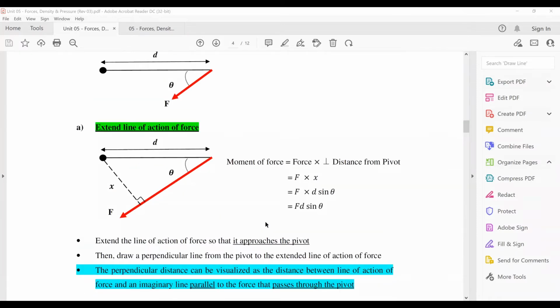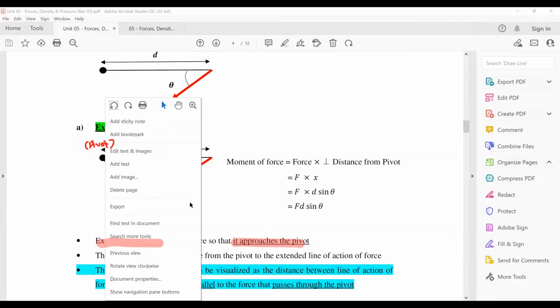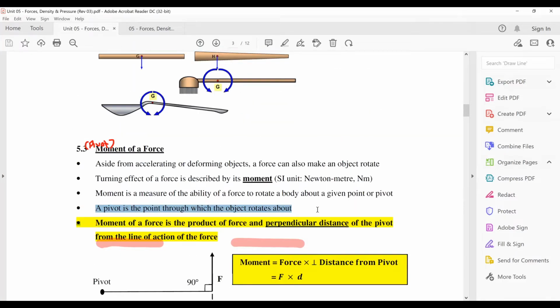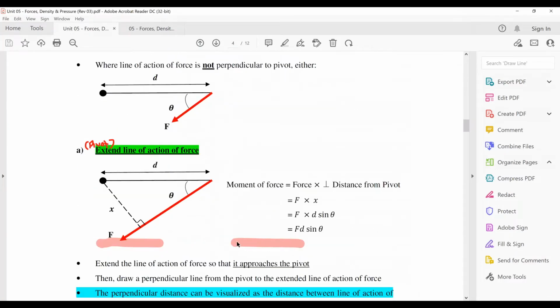The first way is that you extend the line of action of the force so that it approaches the pivot. The pivot is the point through which your object will tend to rotate. I think I already wrote it in the page before this: pivot is the point through which your object will rotate about.